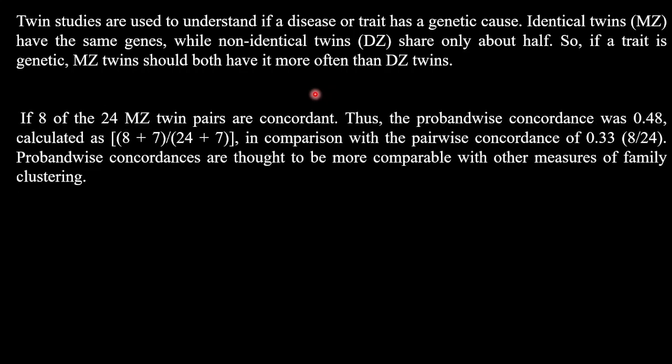So there are two kinds of concordance. And what is the concordance? What is the meaning of concordance? You just want to identify, if one twin is affected, what is the probability of the other twin being affected. If suppose I have my twin sister, and I am affected, I just want to know what is the chance that my sister is going to be affected. And that is why we calculate it.